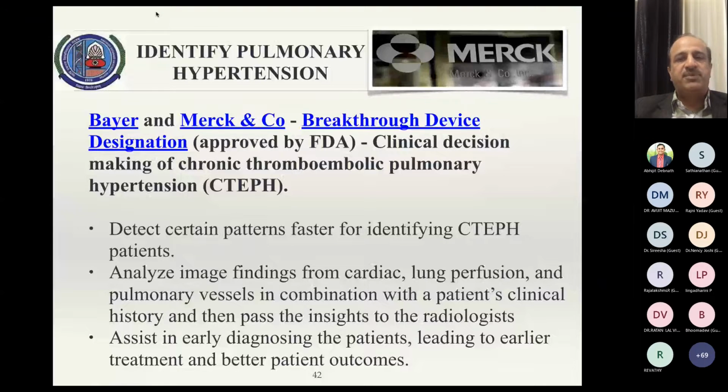Bayer and Merck are making devices approved by the FDA that can detect certain patterns faster to support clinical decision making for chronic thromboembolic pulmonary hypertension. This analyzes the image findings from cardiac, lung perfusion, and the pulmonary vessels. So early diagnosis of the patient is possible, and better treatment and better patient outcomes are to be expected.